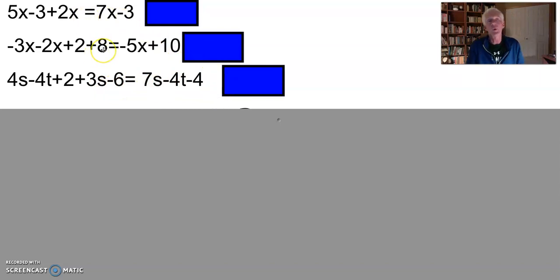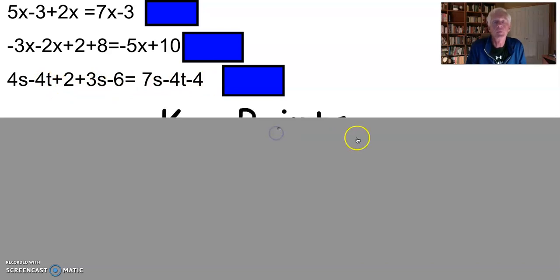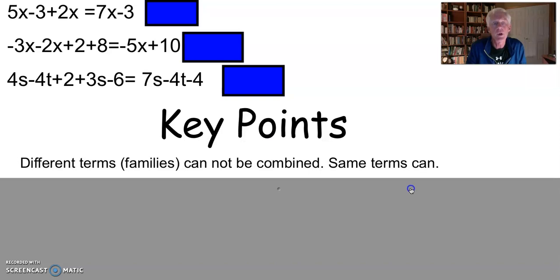So these examples here throw a little bit of everything in there. We have some negative numbers, and we have multiple terms that can be combined. Terms can only go with the terms that are alike. And this is an example of different terms not going together, the 4 and the 3, along with the 4t. All right. Key points then are these things to remember in combining like terms. Different terms or families cannot be combined. Same terms can. The s's can go together. The s's cannot go with the t. That's a key point.